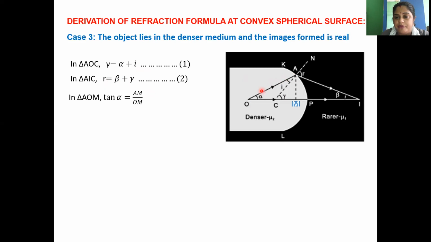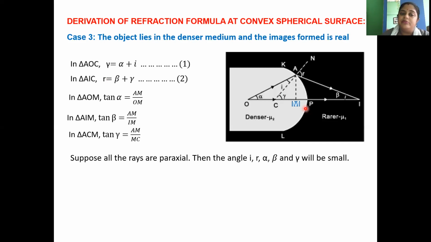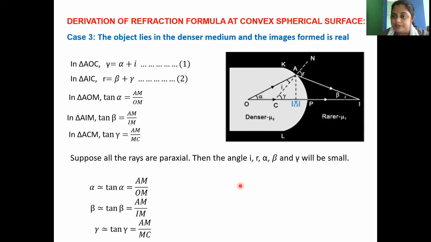From triangle AOM, we'll calculate the value of tan alpha, that is perpendicular by base, AM by OM. And from AIM, we'll calculate the value of tan beta. And from triangle ACM, tan gamma equal to AM by MC. Now we know already that alpha, beta, gamma are very small angles because all the rays are paraxial. So for small angles, you can write tan alpha equal to alpha, tan beta equal to beta, and tan gamma equal to gamma. We have already done this.